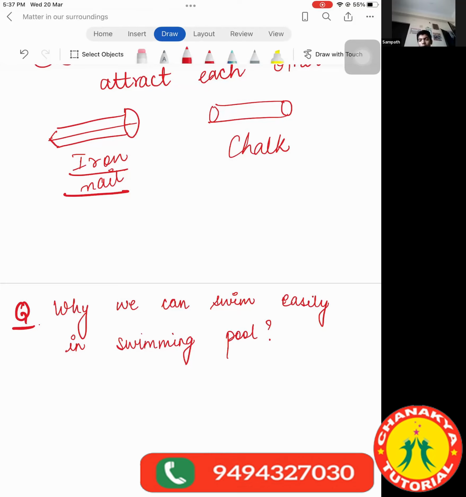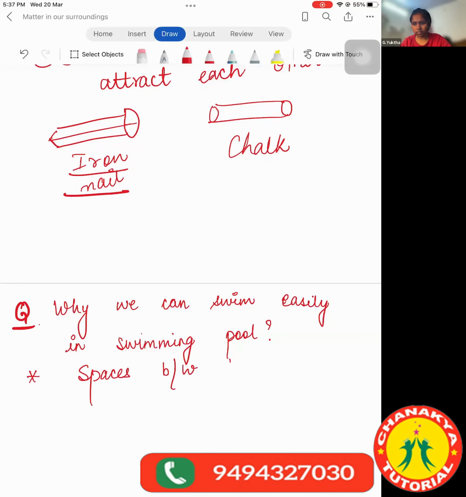Ma'am, the water particles in the swimming pool are not continuously moving. No, all the particles are always continuously moving. Ma'am, is it because the water particles in the swimming pool are not as closely packed together as in salts, because of which we can freely move in it? So basically, we can say that they have spaces between them.